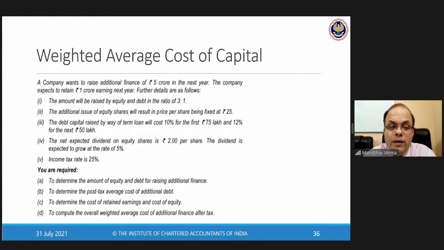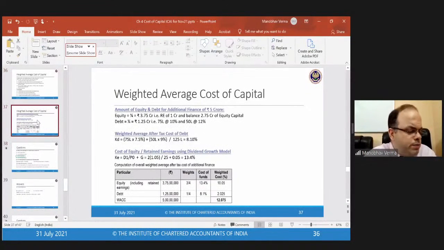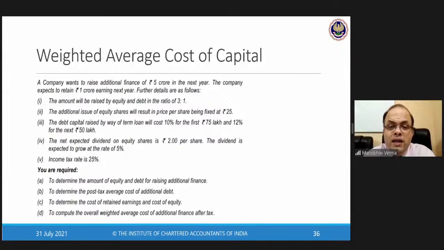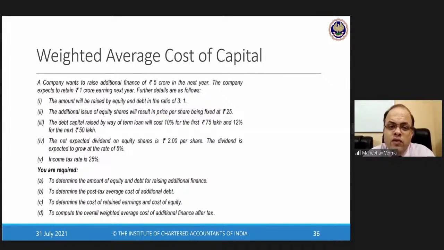Now, there are 4 requirements: determine the amount of equity and debt for raising additional finance, right? And determine the post-tax average cost of additional debt, cost of retained earnings and cost of equity, and the overall weighted average cost, guys. Now, interesting thoughts, but yes, we need to understand this from the perspective of how we are calculating the cost. If I look at the very first point, that we have to determine the amount of equity and debt for raising additional finance, what do you think, guys? What would be my amount of equity and debt for additional finance?